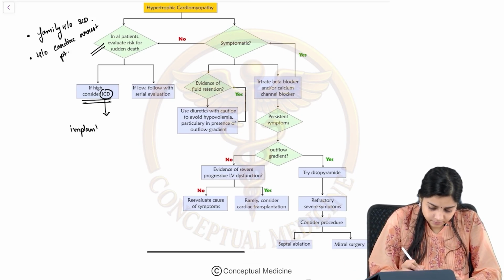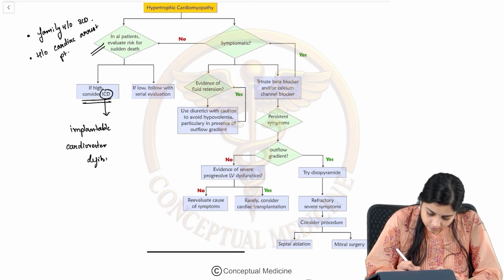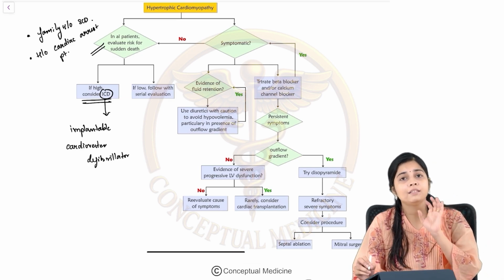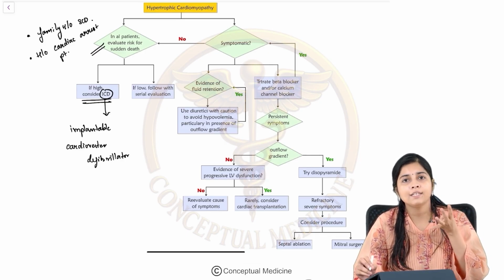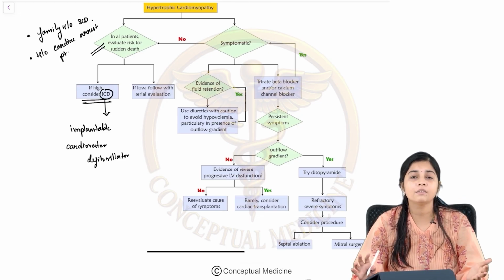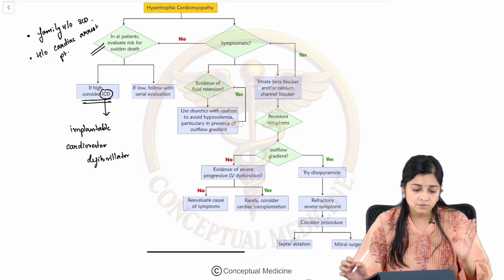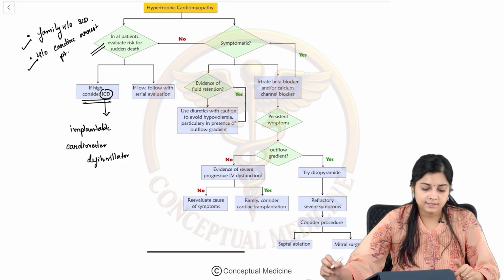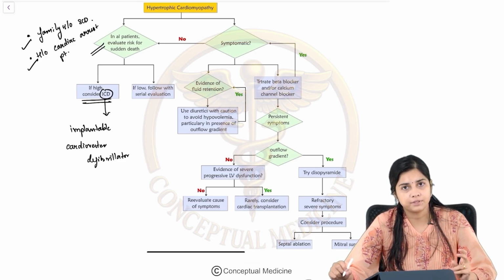ICD basically refers to implantable cardioverter defibrillator. So this is an implantable defibrillator which is placed in a subcutaneous fashion. So what happens is that whenever there is an arrhythmia, it detects the arrhythmia and gives a shock and it terminates the arrhythmia. So in those patients where there is a family history of sudden cardiac death or history of cardiac arrest in the patient himself prior, then you will have to put in an ICD.